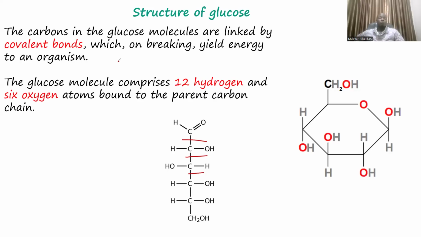That energy sustains our life. So the glucose molecule comprises 12 hydrogen and 6 oxygen. If you count the number of hydrogen, we have 12 hydrogen and 6 oxygen, and these 12 hydrogen and 6 oxygen atoms are bound to the parent carbon chain.